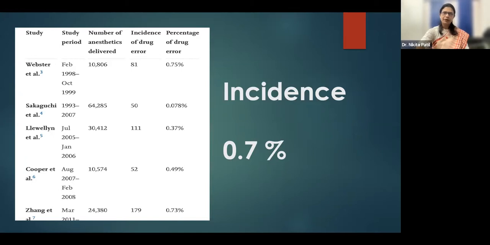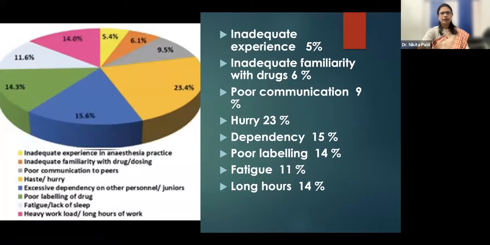In 2005 and 6, in a study in South Africa, it was misidentification of the drug. The drug ampule which is to be given was misidentified. Cooper et al. found in 2008 that inadequate experience and training is the main reason for drug errors. So overall incidence found is 0.7%, that is 1 per 133 anesthesiologists can commit an error. So not very high, but considering we give so many drugs at a time, we are prone to make an error to this extent.